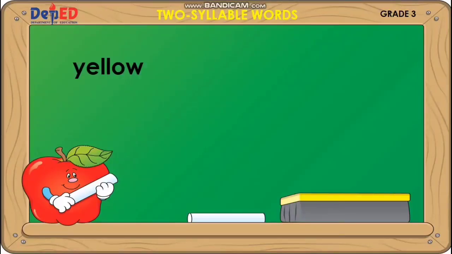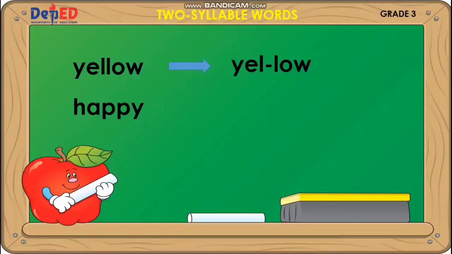First is the word yellow. Yellow has two syllables. If we are going to syllabicate it, it will become yel-low. Next word, happy. Happy has two syllables. If we are going to syllabicate it, it will become hap-py.